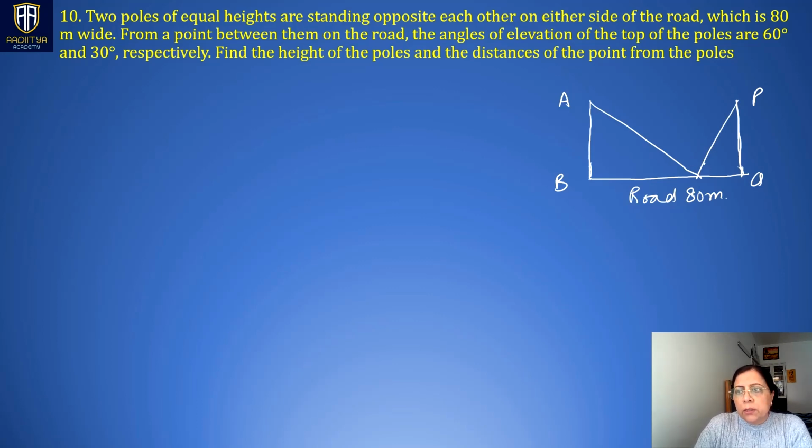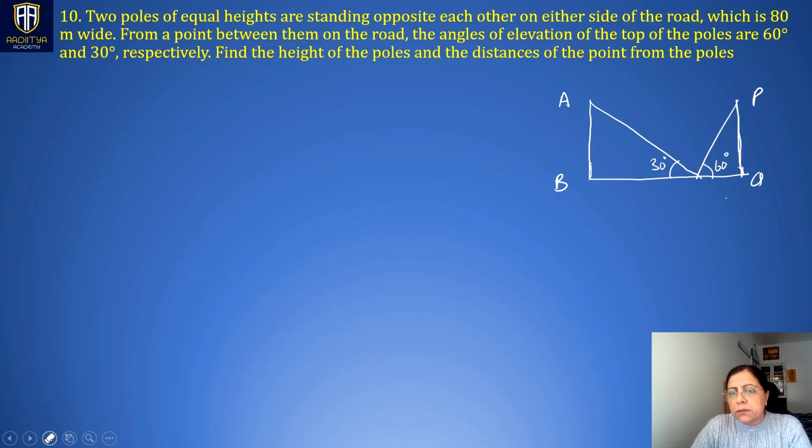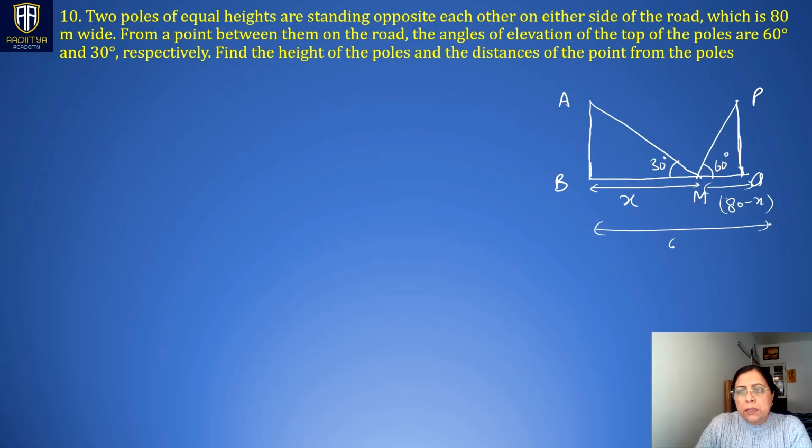I had told you earlier, the angle which is closer to the vertical object is always the larger angle. So let this be 60. This is farther from AB, so this is 30 degrees. Now, since this whole width is 80 meters, we can assume that any of these distances be x. Let this point be M. So BM be x. Now this distance becomes 80 minus x, because the length of whole BQ is 80 meters.